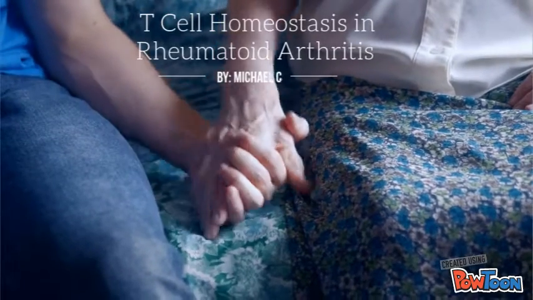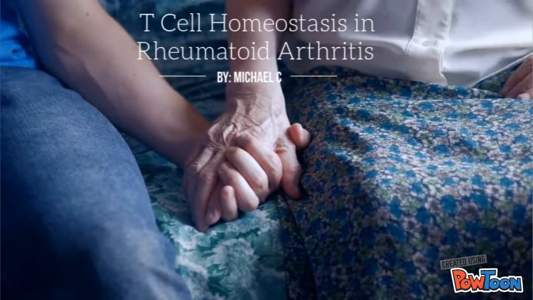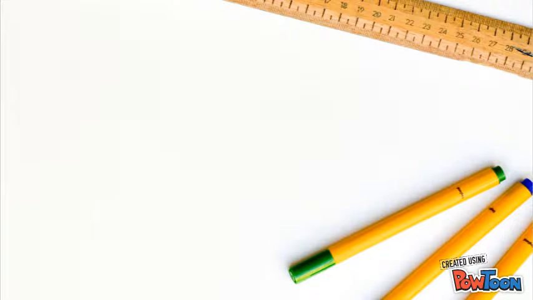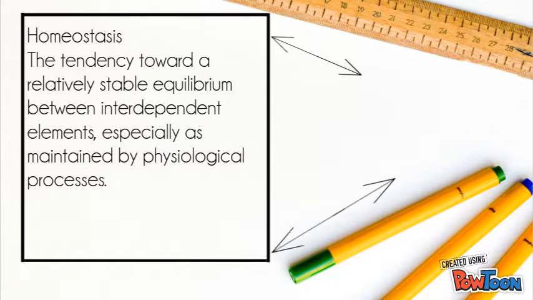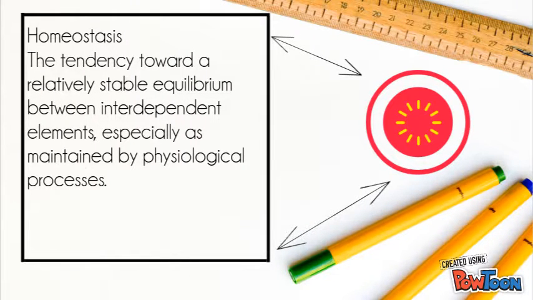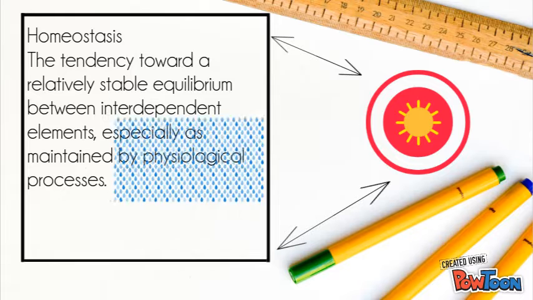Hi, I'm Michael, and today we're going to be talking about T-cell homeostasis and rheumatoid arthritis. Homeostasis is the tendency toward a relatively stable equilibrium between independent elements, especially as maintained by physiological processes. This means your body is always trying to maintain itself at its optimal function point no matter the environment outside.